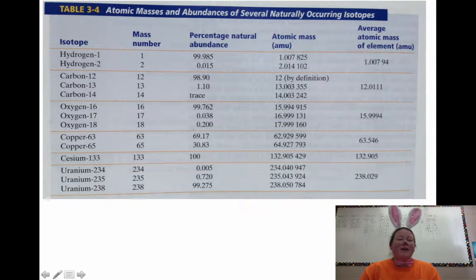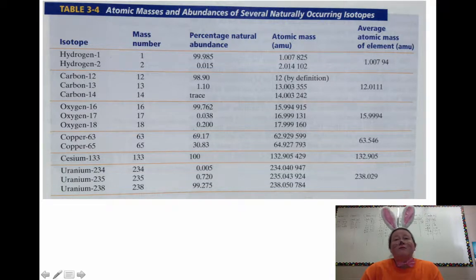Now, if I take the mass of carbon 12 and 13 and 14, and I add them up and divide them by 3, I'm not going to get anywhere near 12.011. It's going to be close to 13. So when we look at the average atomic mass, it is actually a weighted average. It's taking into consideration that 98.90% of carbon is actually carbon-12.